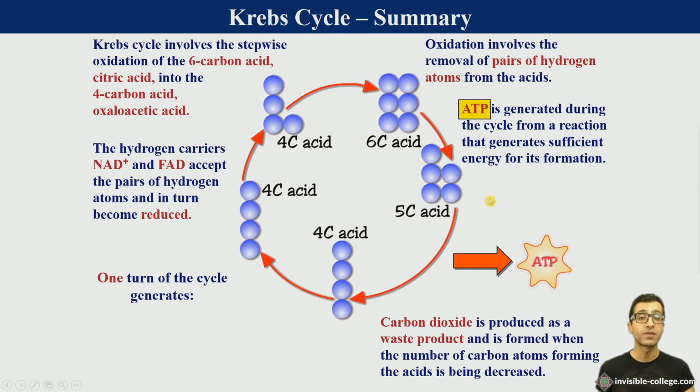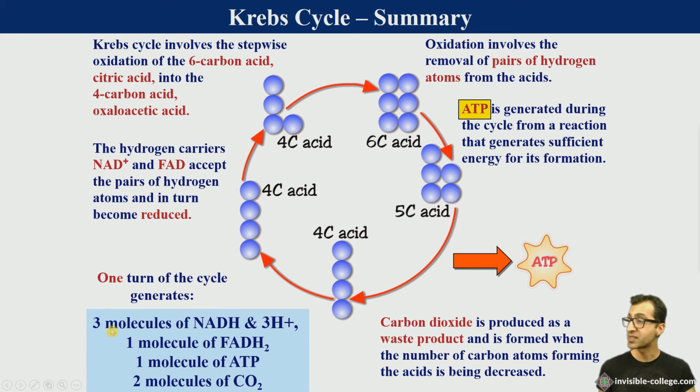So one turn of the cycle, as we said before, generates 3 molecules of NADH, 3 protons, 1 molecule of FADH2, 1 molecule of ATP by direct substrate level phosphorylation, and 2 molecules of carbon dioxide. However, for every 1 glucose molecule, remember, we generate ultimately 2 molecules of acetyl-CoA, and so we get 2 turns of the citric acid cycle.